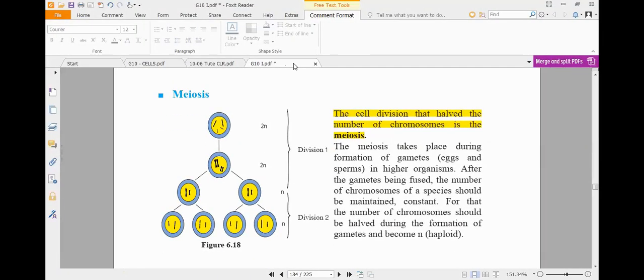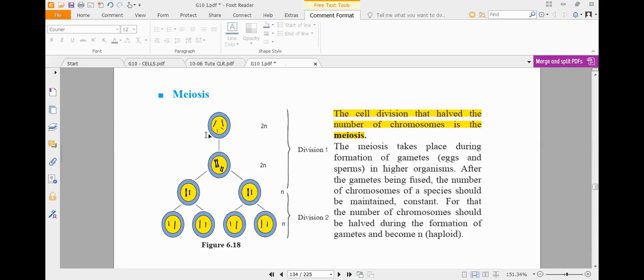And meiosis. What is meiosis? The cell division that halves the number of chromosomes is meiosis. That means during the cell division, the number of chromosomes will be halving. Halving means it becomes half. During the cell division, from mother to daughter cells, the number of chromosomes becomes half. In mitosis, we said the number of chromosomes will stay the same. For example, if the starting cell has 10 chromosomes, the ending cells will also have 10 chromosomes in each cell. In meiosis, if the starting chromosomes are 10, the ending will be 5, halving the number of chromosomes.